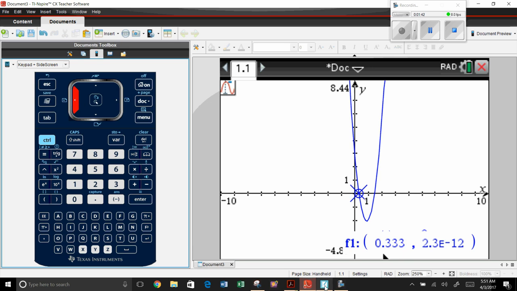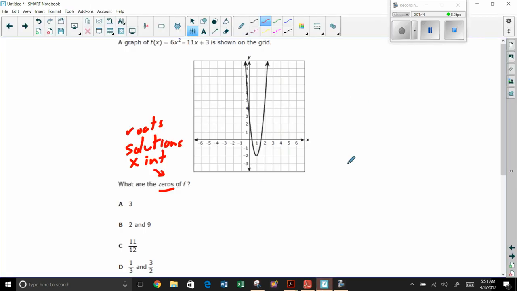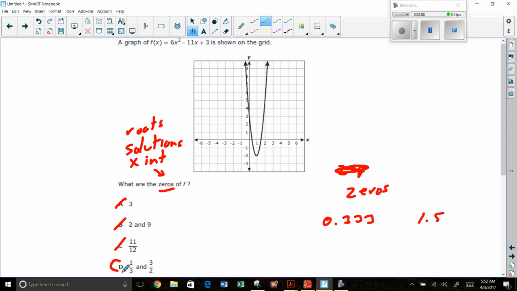Okay, so I can come back now. We can write that down. So we had our zeros, and the first zero was at 0.333, and the other zero was at 1.5. Answer is not A, answer is not B, answer is not C because it only has 1, so it has to be letter D, 1/3 and 3/2.